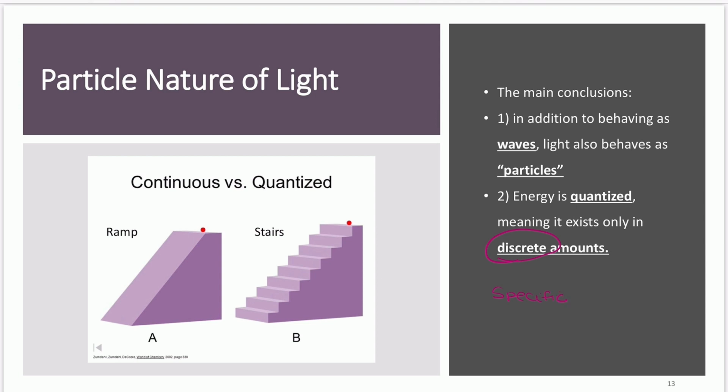So here is a really nice picture from your book that I like that shows quantized versus continuous. Continuous would be, you've got a ramp here, this ball's going to start falling, and it can stop anywhere on here. Quantized, though, is like a set of stairs. It has a specific allowable energy level that it will go to.